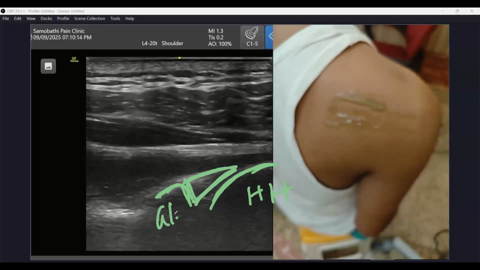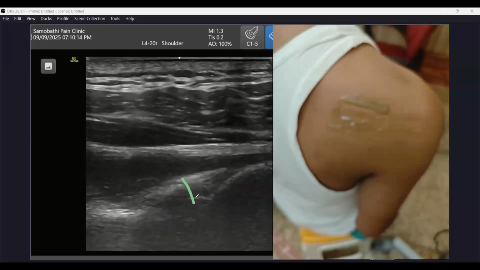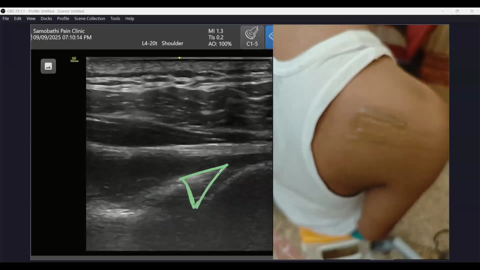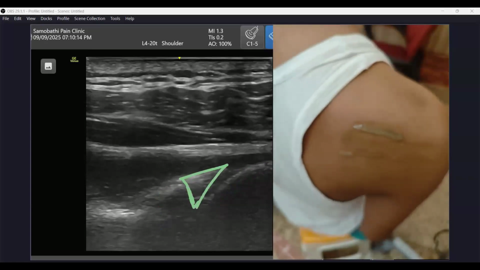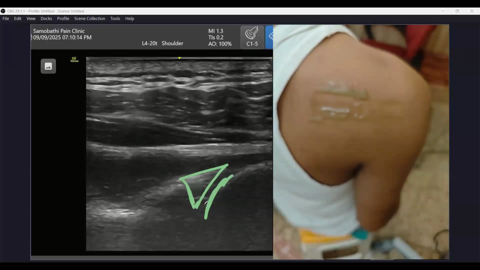Okay, this is the labrum. Labrum is a fibrocartilage, so the ultrasound beam will not be stopped here, and I can see this part of the head also.